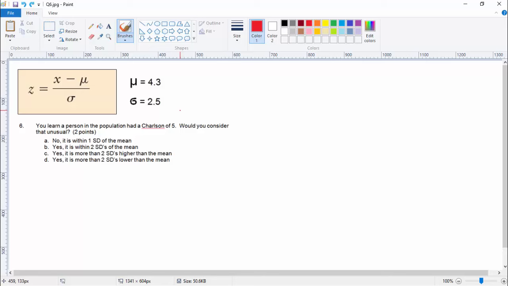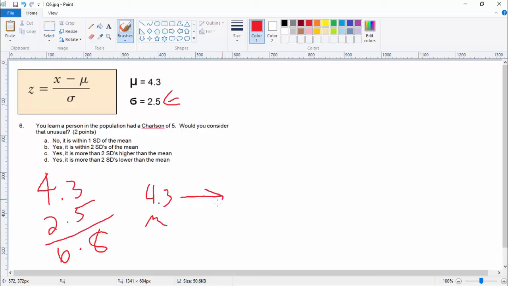So let's say the mean actually is 4.3, right? Well, if something was within one standard deviation above 4.3, we just take this and add 2.5, right? So if you add 2.5 to this, 5 and 3 is 8, and then this is 6.8. So 4.3 is the mean, then one standard deviation, and then you've got 6.8. And this person we're talking about is 5. They're right there, in between.